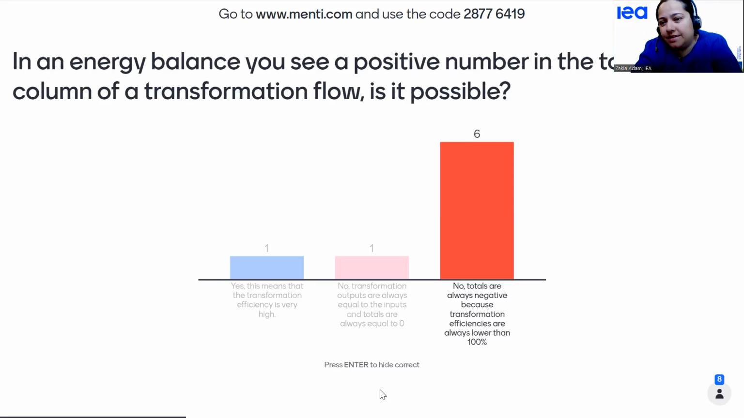In physical units, it can be a bit tricky, a bit different, because when you're putting in tons, for example, because of the density of the crude oil, you might end up with more in terms of oil products. But in energy terms, you cannot. So in energy, that's not possible. So when you're checking the energy balance and you're running a check on this total column, and you find something positive there, then this is something that you should query with the country.